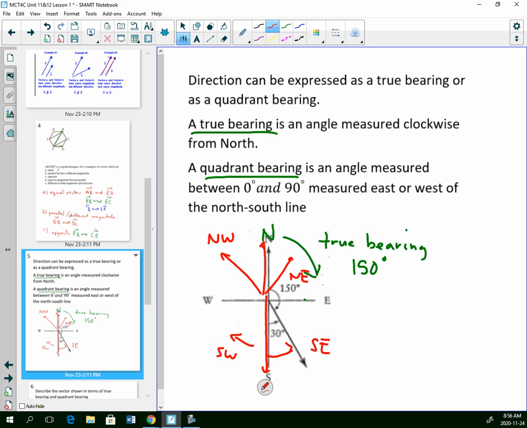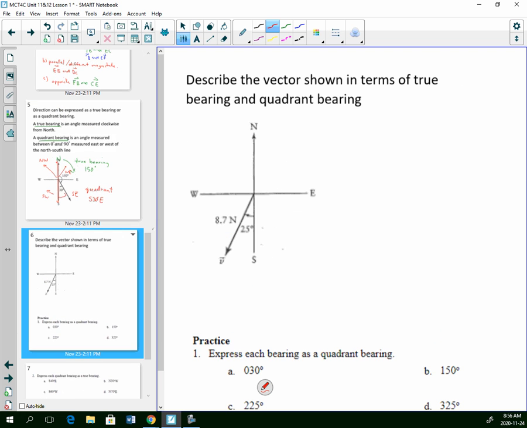So 150 true bearing would be south 30 degrees east. So that means I'm starting at south and I'm going 30 degrees towards the east. So that would be the same angle but quadrant bearing.